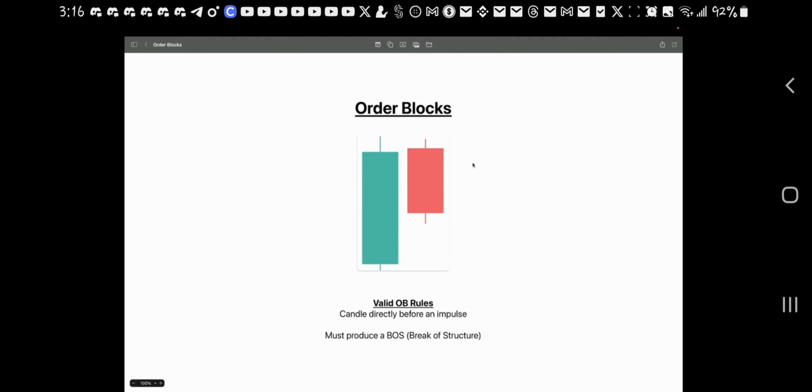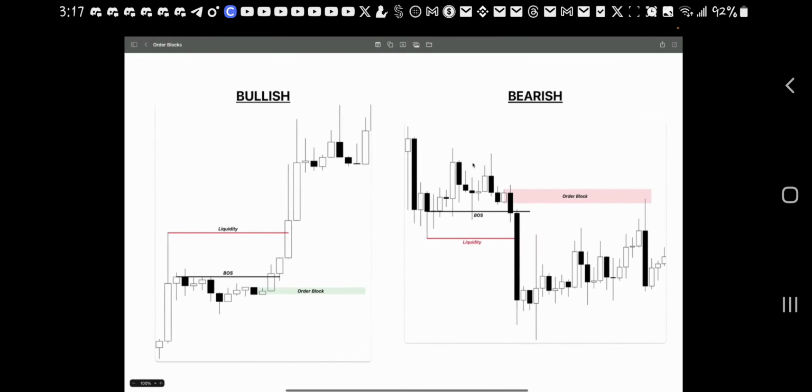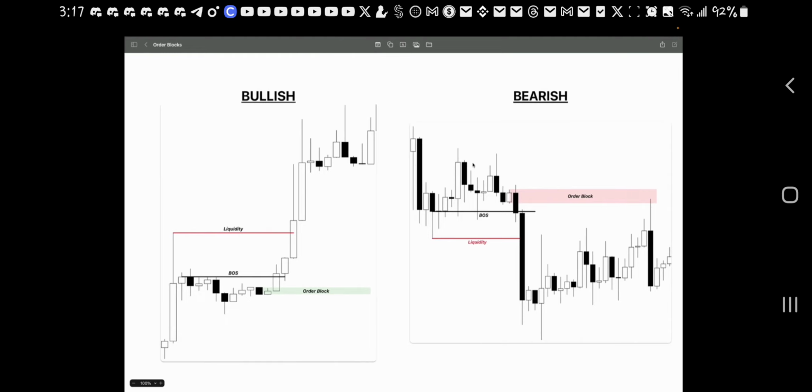An order block is simply a candlestick that comes directly before an impulse move up or down, and it's a move that produces a break of structure. So you'll know this from the trend lessons. That would be a continuation of a trend, or a market structure break if it's a trend shift. Here we have a bullish and a bearish order block. So I'll talk about them both individually.